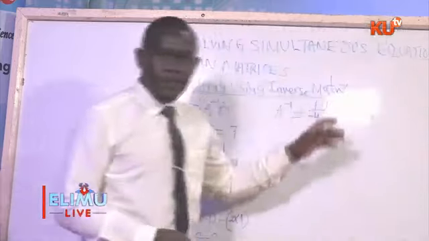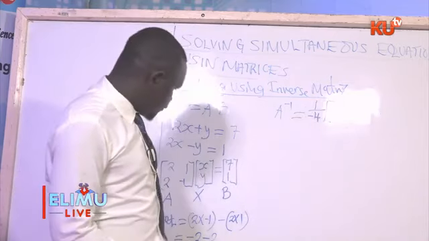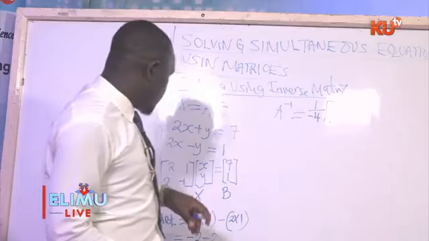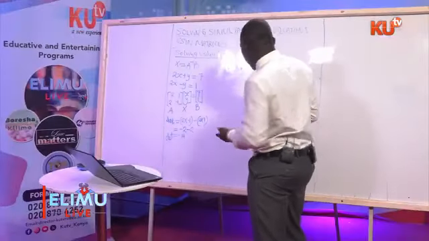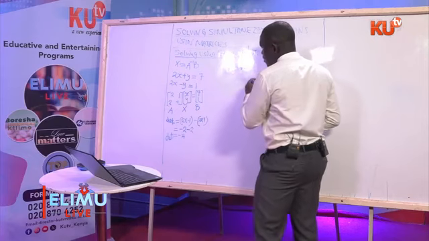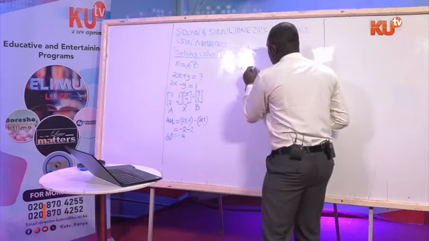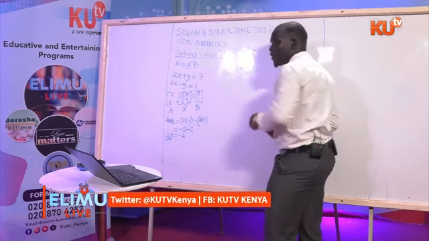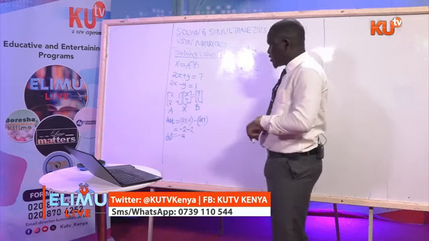So when they switch the positions, negative 1 and 2 will switch the positions. And what are we going to have? We are going to have negative 1 coming on top, then 2 coming at the lower row. So negative 1 and 2 have switched the positions.